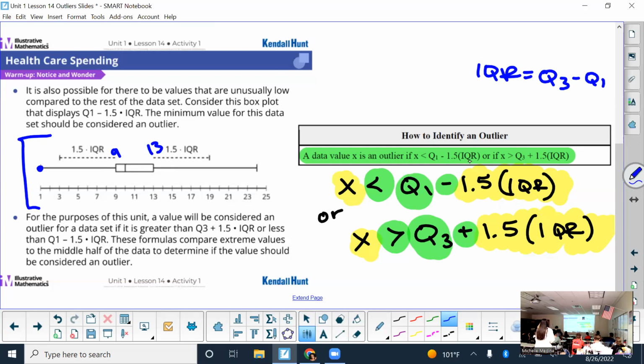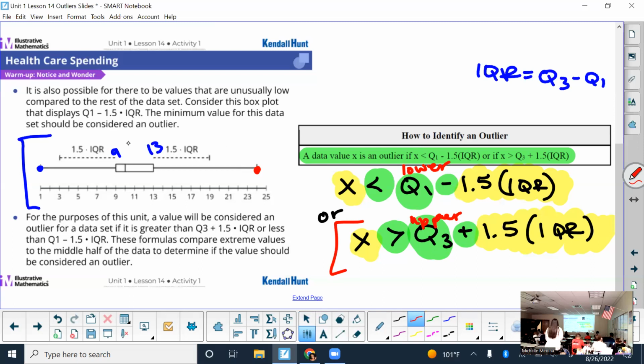And then depending on whether that's true or false, if it's true, then it's an outlier. If it's false, then it's not an outlier. And then if you're testing a value that's much bigger than the rest of the data, then you use this other equation. So you'll know because if it's the lower value that you're testing, you use the lower quartile. If it's the upper value that you're testing, then you use the upper quartile. Questions on that?